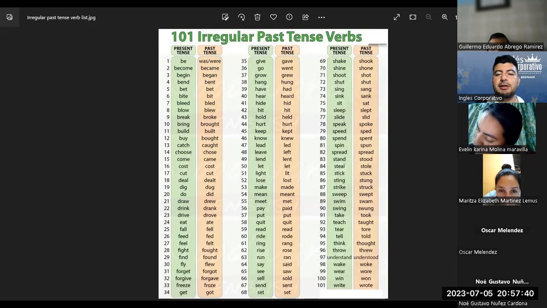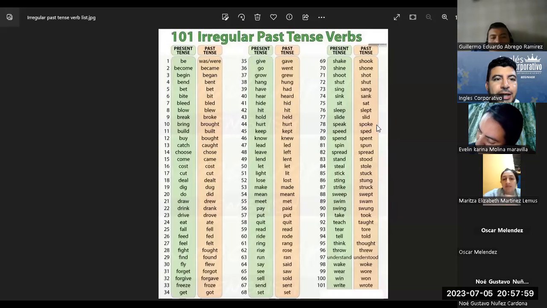Okay, please write in the chat how many verbs you know. ¿Cuántos verbos conocen? If you know 50, 61, 73, please do it. I'm going to wait for your answers. Write the number of verbs you know in the chat.